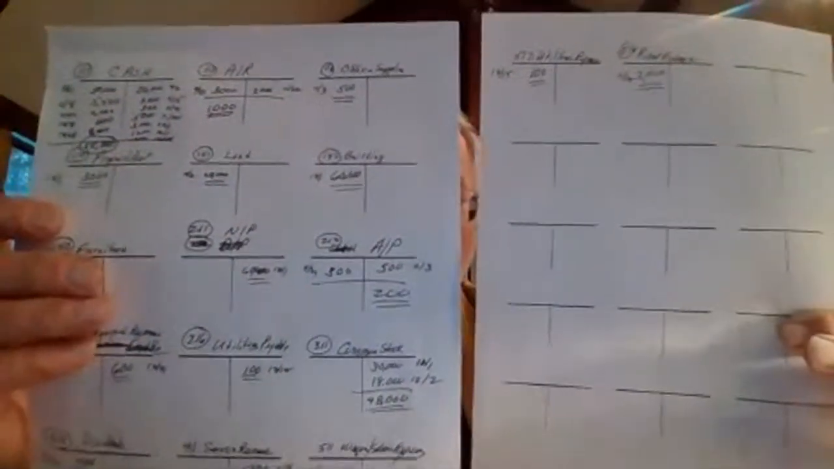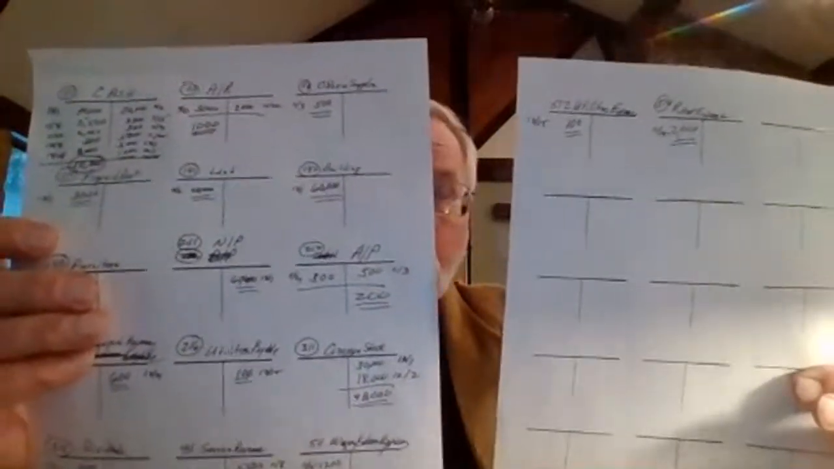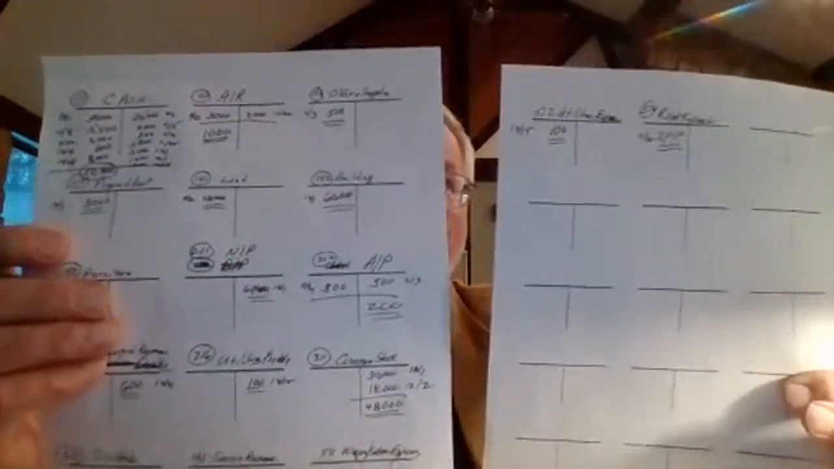Now, a trial balance is just a listing of all the accounts with their balances that are in the general ledger. And at this point in time, we only list the ones that have a balance other than zero. Now, there's one account that should be here that's not here, and we'll do that after we do the financial statements. That is an equity account called retained earnings.